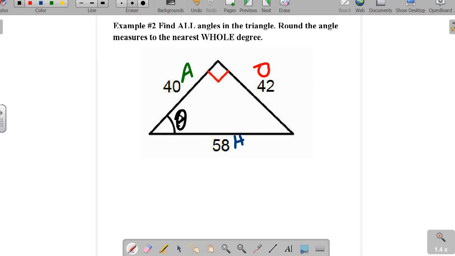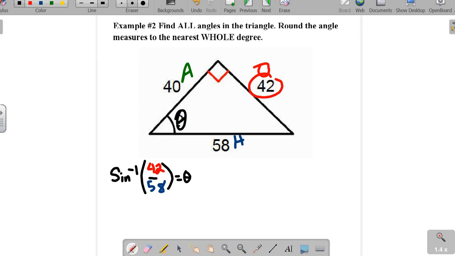So, we're going to do opposite over hypo. That's going to be inverse sine, opposite 42 over hypo 58 will give us our theta. That would be the same theta.